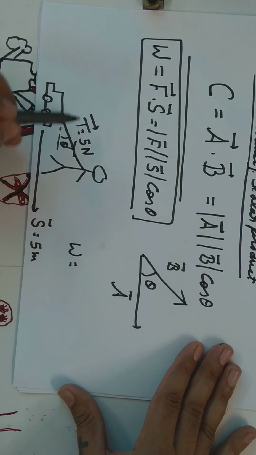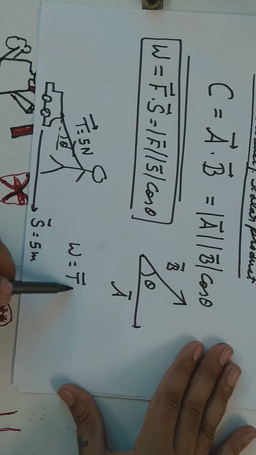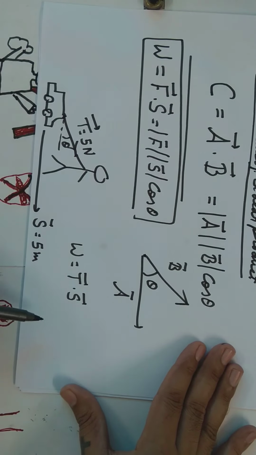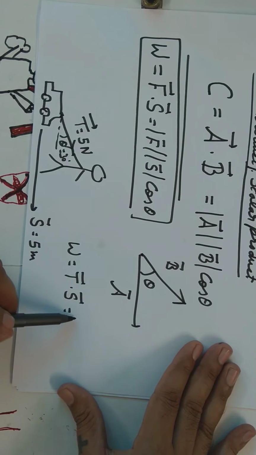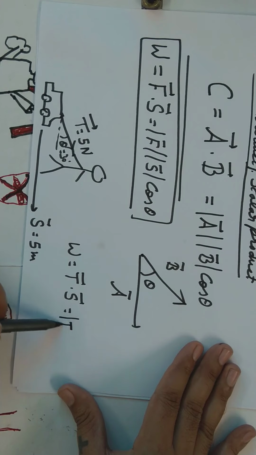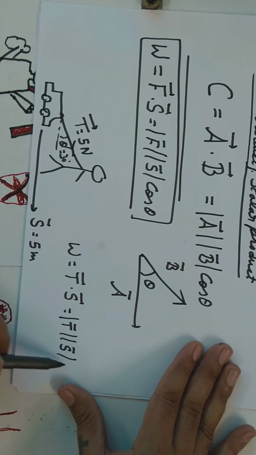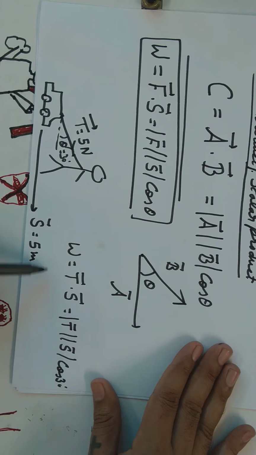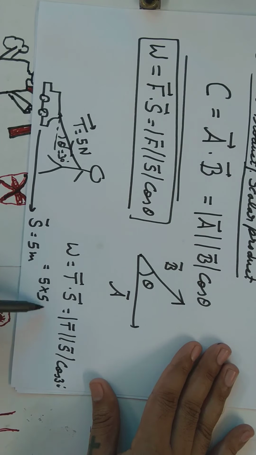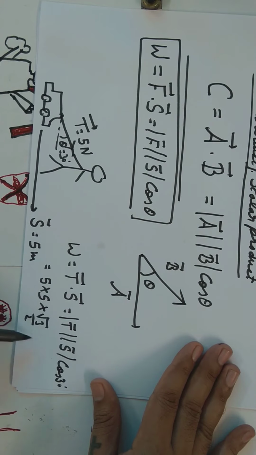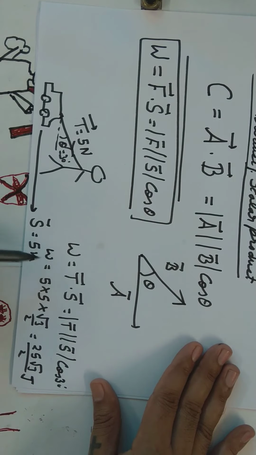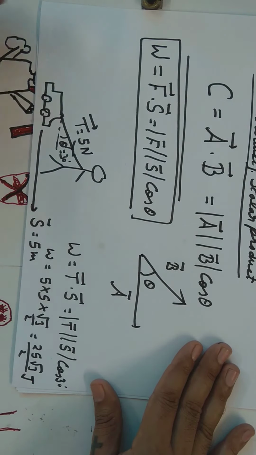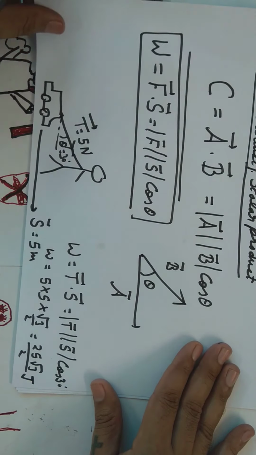So work done will be dot product of tension and displacement. Tension is a force. Okay, so the angle between them, theta, is 30 degrees. Okay, so it becomes magnitude of tension, magnitude of displacement, and cos 30. Okay, so it becomes 5 into 5 and cos 30 is root 3 by 2. So it becomes 25 root 3 by 2 joule. Unit of work is joule. Okay, so this is our dot product.